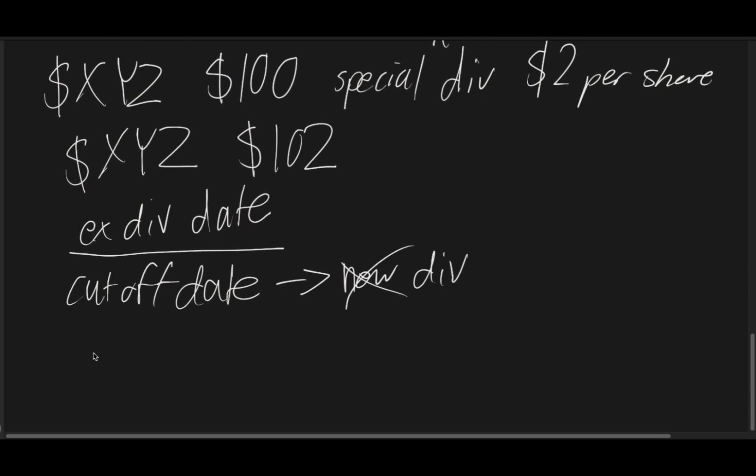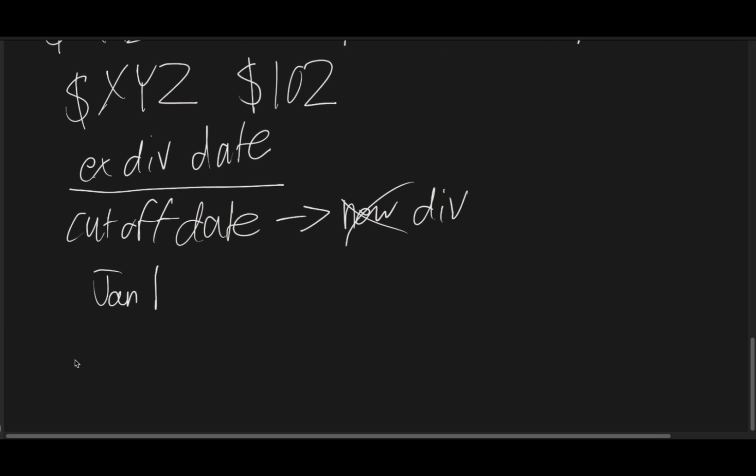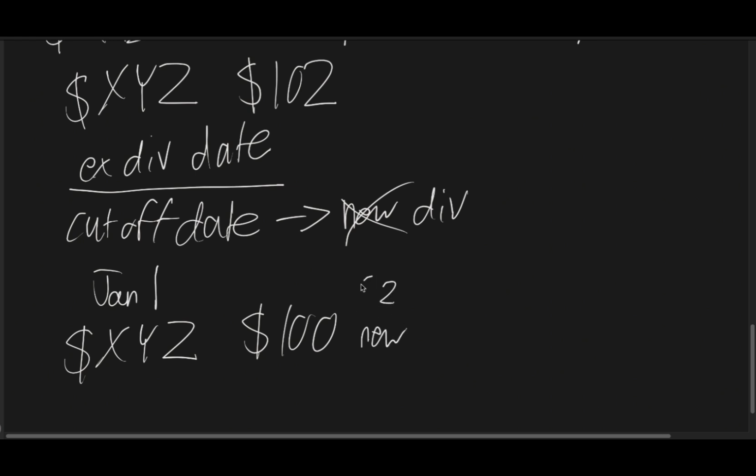So let's say for XYZ, the cutoff is January 1. On January 1, stock XYZ will correct back to $100. It will correct back to $100 because the new investors can't claim the $2 dividend anymore.